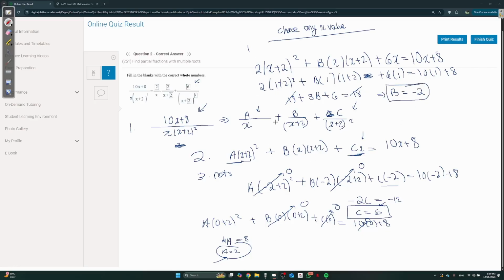Okay, so over here, let's plug all our letters back in. So a we said is 2. So 2 over x. B we said is negative 2. So minus 2 over x plus 2. And then c we said is 6. So plus 6 over x plus 2 squared. There you go. Is it long? Yes. Is it hard? I don't think so. It's just long. Okay, so this is what you get. 2, 2, 6. They already put the negative here. That's why you don't put negative 2. Okay.